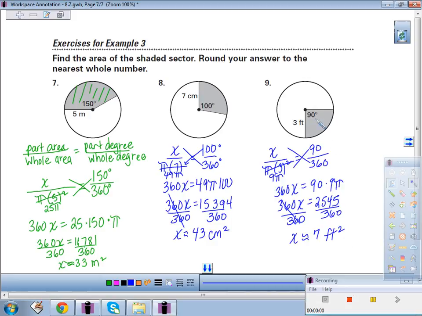Now, the other way you could have looked at this is if it's 90 degrees, there are 4 parts of this pie that are 90 degrees apiece. And so you could take the whole area, this 9 pi, and divide it by 4 because there's 4 pieces. And that would still get you the same answer. And it would probably be quicker if you noticed that. So this is 1/4 of the pie, so we could take the area and divide it by 4 in this case.